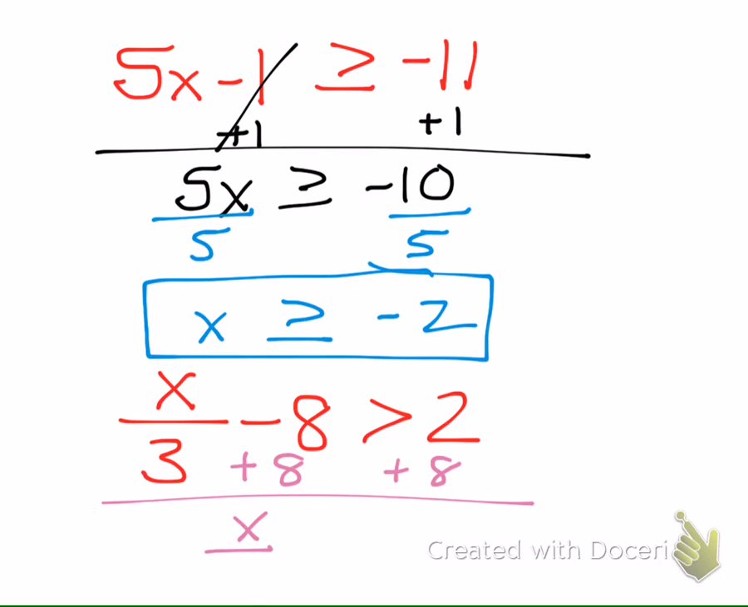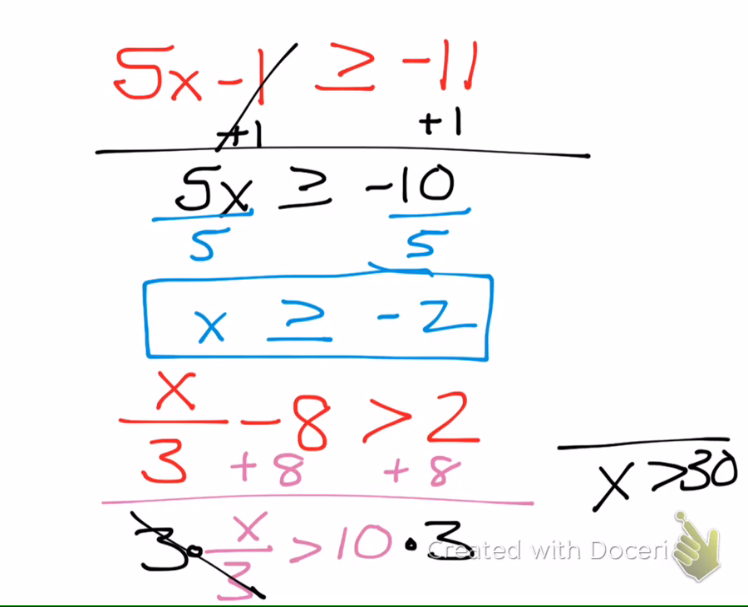So we have x over 3 greater than 10. Then we need to undo that division by 3. So this one's pretty straightforward. We multiply by 3, which cancels there. Multiply by 3. Does my sign flip in that case? Nope, it stays the same. X greater than 30. So any x greater than 30, if I plugged it back in here, would make that statement true.